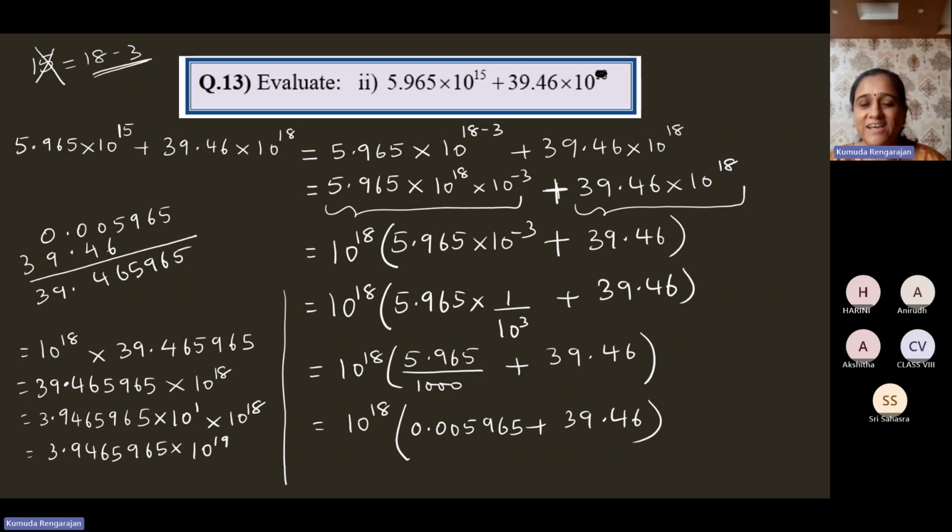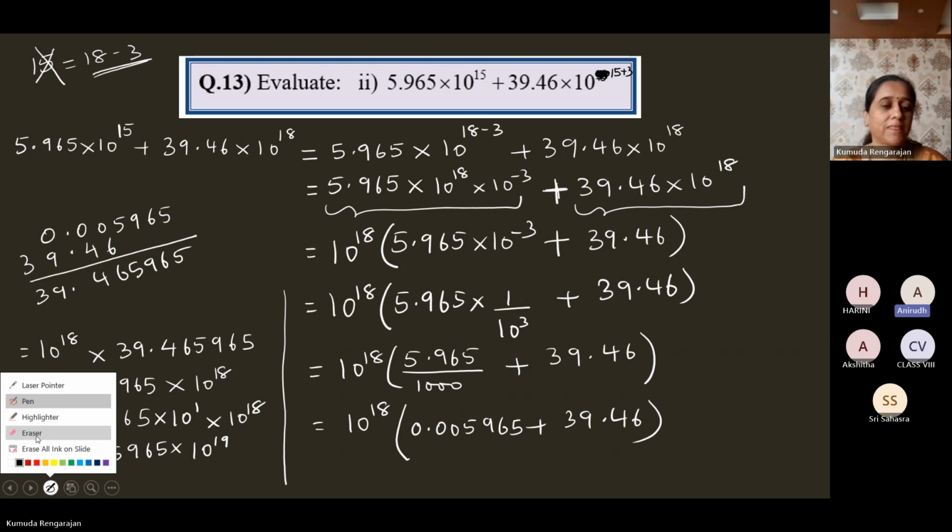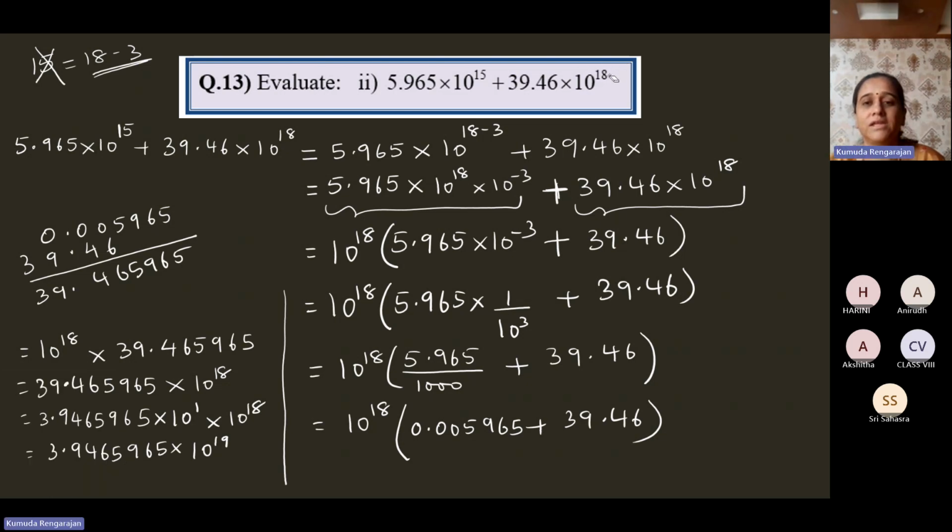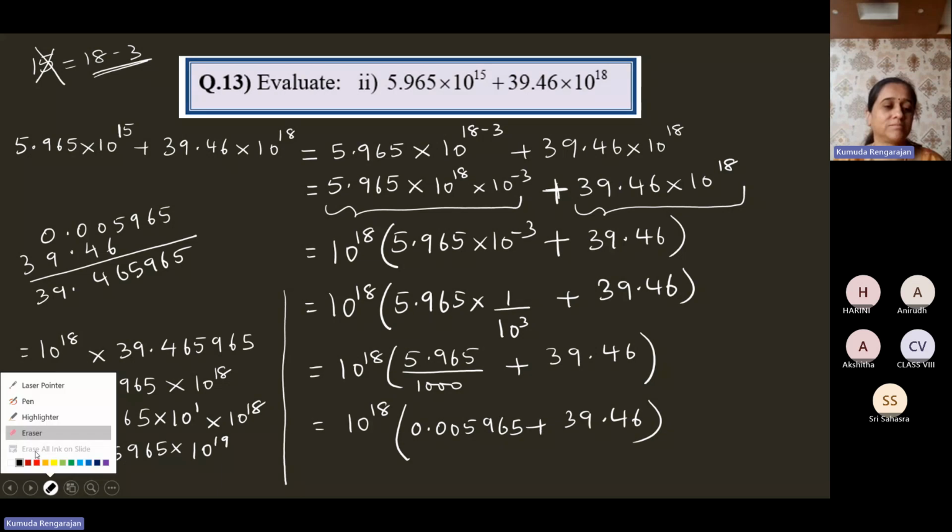Take away 18. What is 18? 15 plus 3. Oh, okay, ma'am. We cannot change the value of the expression. You can write a number in a different way, but it should have the same value. See, you're not writing 18. Instead, you're writing 15 plus 3. 15 plus 3, 18, both are the same, right? You cannot write 18 as 18 plus 3. 18 plus 3 is 21. I understood, ma'am. Yeah. Instead of this 18, you should write 15 plus 3.